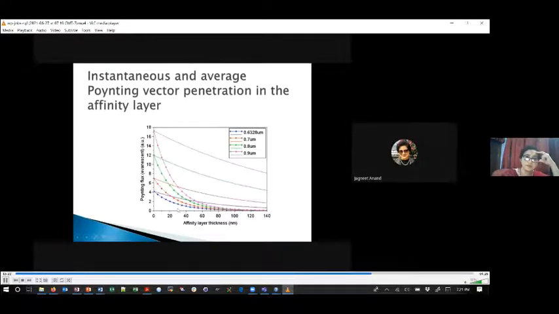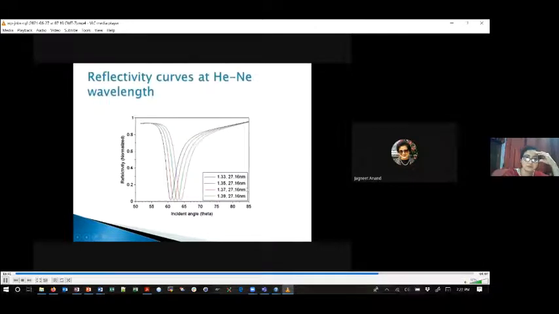The penetration depth in case of silica varies between 22 to 27 nanometers depending on the wavelength which is used. Whereas for the average Poynting vector, the penetration depth is very large. It goes as high as maybe 200 nanometers or so. Now, what we have done, we have chosen the thickness of the affinity layer, which is silica, to be equal to the penetration depth of silica, which is calculated using our proposed formula. This is the penetration depth of the instantaneous Poynting vector in silica.